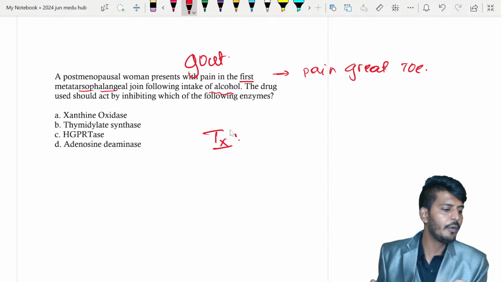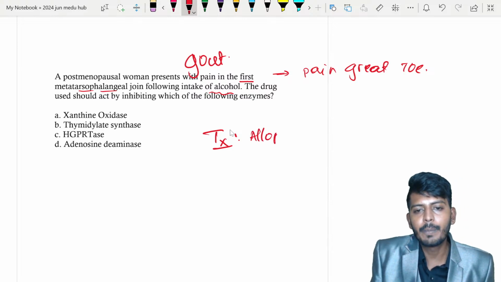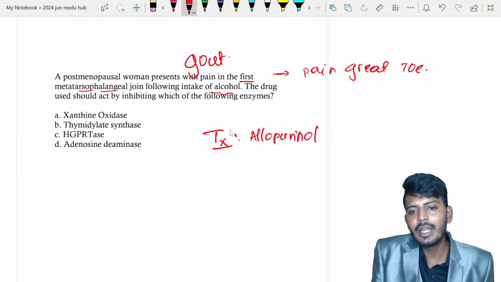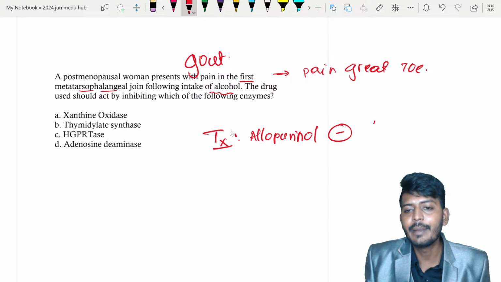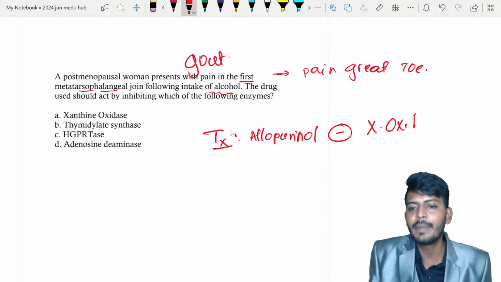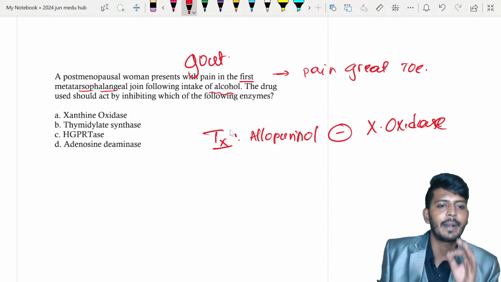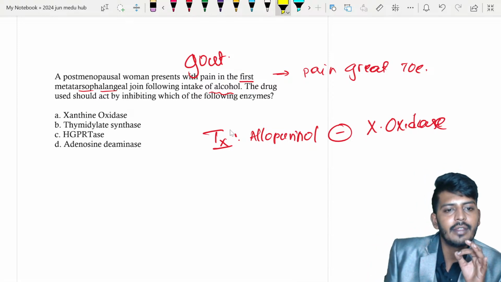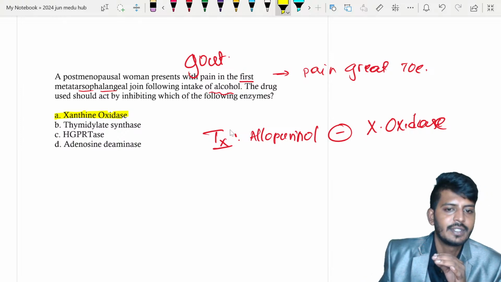Usually we are going to give NSAIDs and allopurinol. So allopurinol will inhibit which enzyme? Yes, allopurinol inhibits xanthine oxidase. I just taught this, please don't make mistakes. You should read the question carefully. The answer is xanthine oxidase.